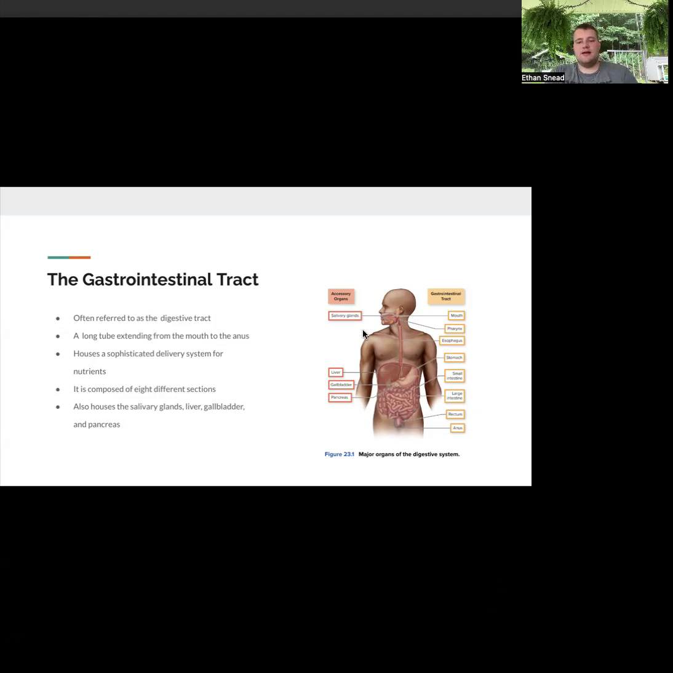On the right here, we have a picture of figure 23.1 from your textbook, and it has the labeled gastrointestinal tract as well as the accessory organs that we covered. So as you can see, you can pause and look at it now, for we will not cover it in this lecture.